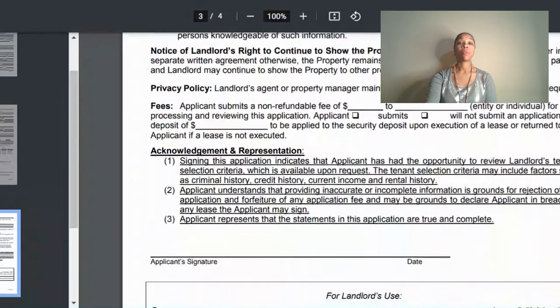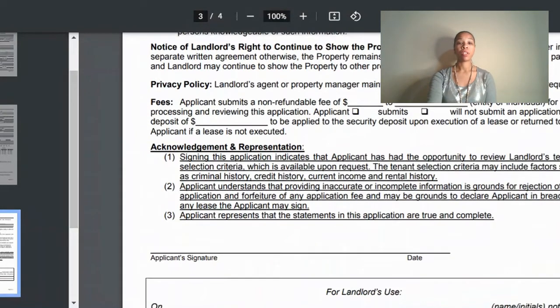And also this one right here, notice of landlord's right to continue to show the property unless landlord and applicant enter into a separate written agreement. Otherwise, the property remains on the market until a lease is signed by all parties, and landlord may continue to show the property to other prospective tenants and accept another offer, which is why if you watch the previous video, it's important to kind of continue looking at properties until you know for sure that you have a property secured.